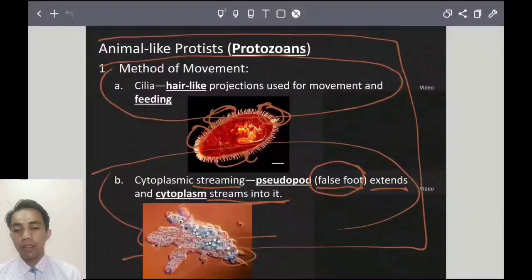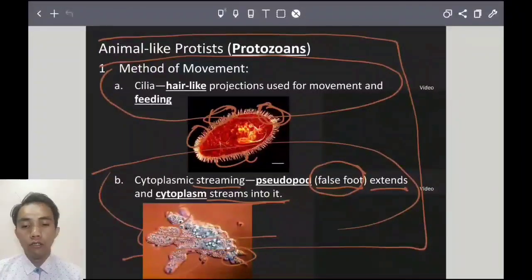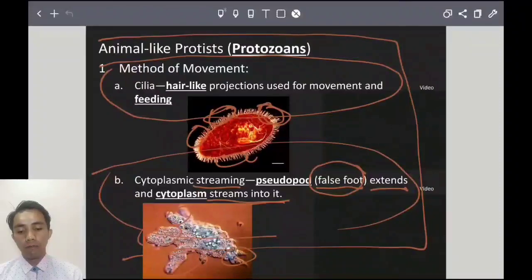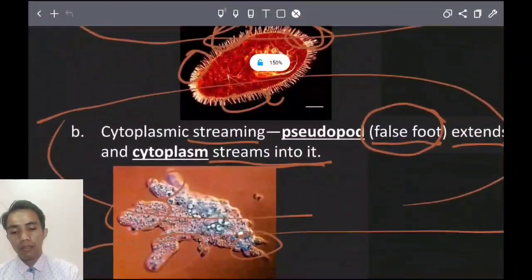Now let's proceed to animal-like protists, or protozoans. Number 1, method of movement. Letter A, they have cilia, hair-like projections used for movement and feeding. Letter B, we have cytoplasmic streaming. So they have a false foot that extends, and cytoplasm streams into it. These are examples of this one.